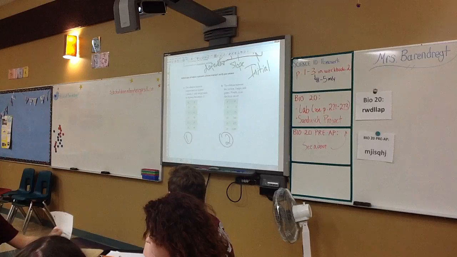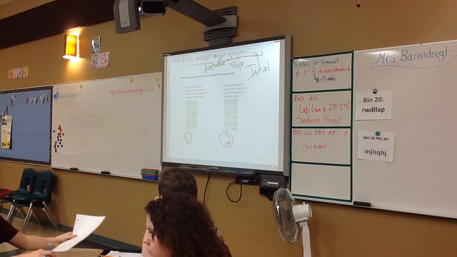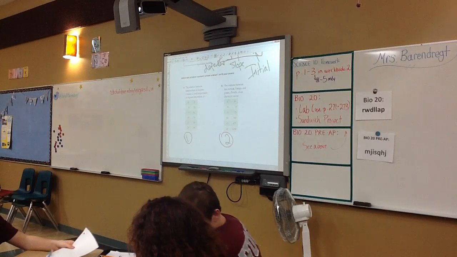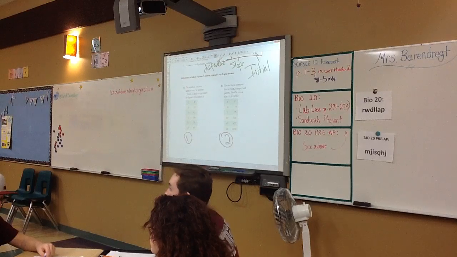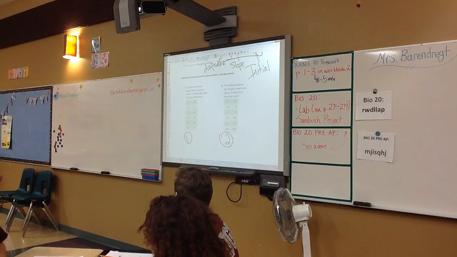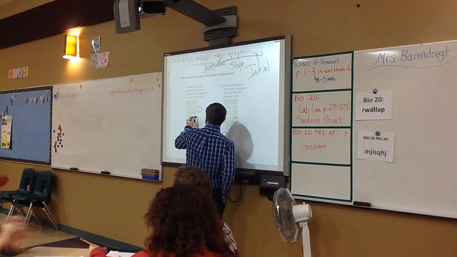Which one is linear? Which one is linear, guys? First or second? How do you know? Each y value is increasing by what?